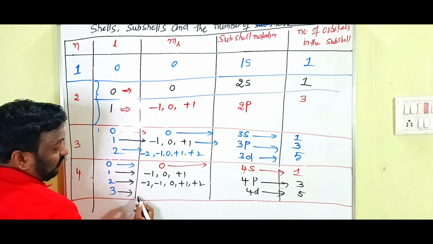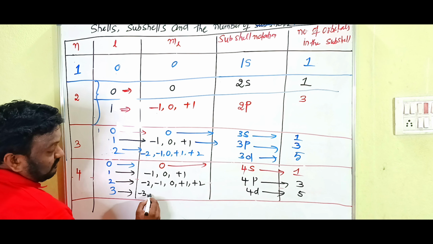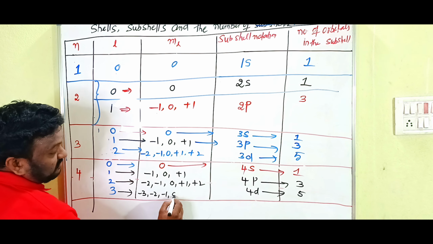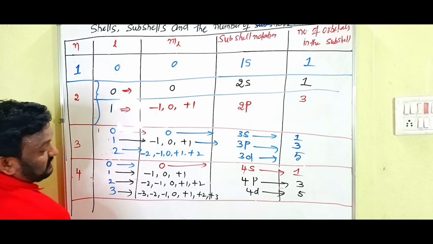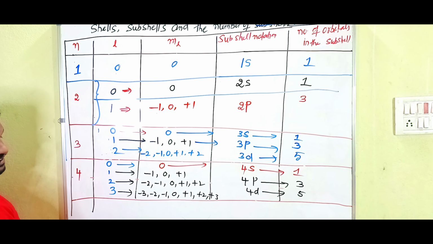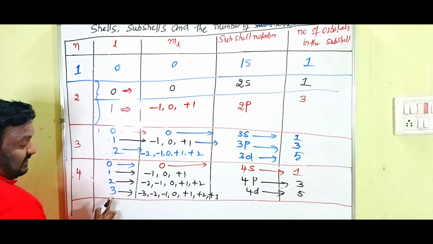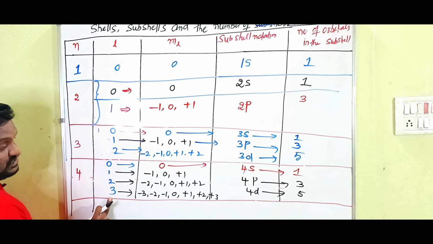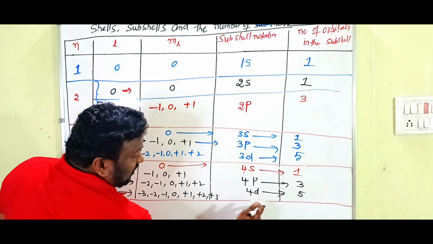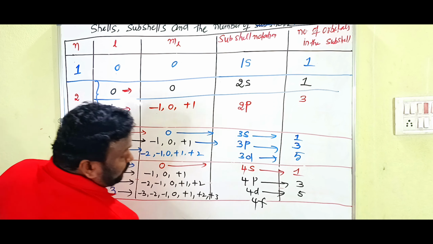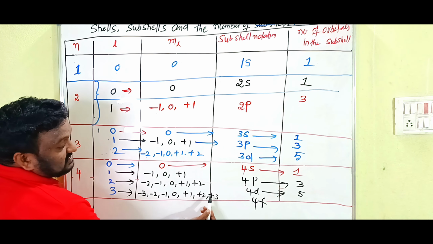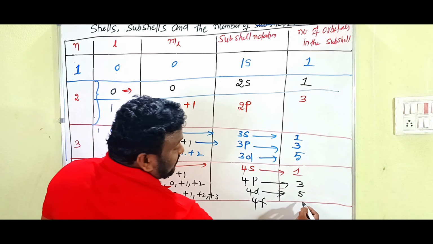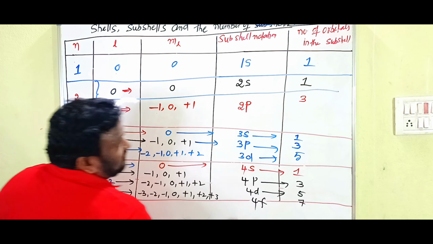When L is 3, what do you have to write? Minus 3, minus 2, minus 1, 0, plus 1, plus 2, plus 3, children. In total, how many are there here? Yes. L is equal to 3. L equal to 3 means what? That is the f orbital. That should be in the shell of 4f, children. And here 1, 2, 3, 4, 5, 6, 7 ML values are there. That's why 7 orbitals are there, children.